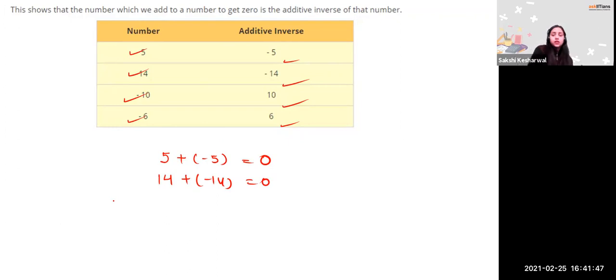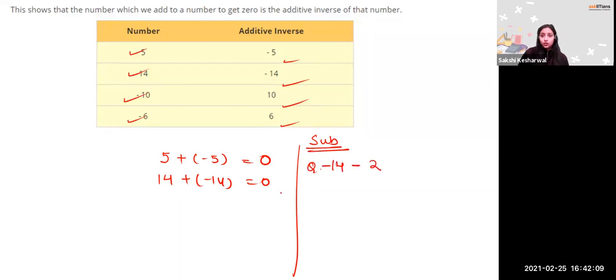Yeah. So we did the subtraction last year on the basis of negative integers. But this year, I will be teaching you to do the subtraction with the help of the additive inverse. So if I say subtract, the question is like this: subtract minus 2 from minus 14. Right now you don't know how to do the subtraction, so it's written minus 14. Now, can I write this as plus 2?